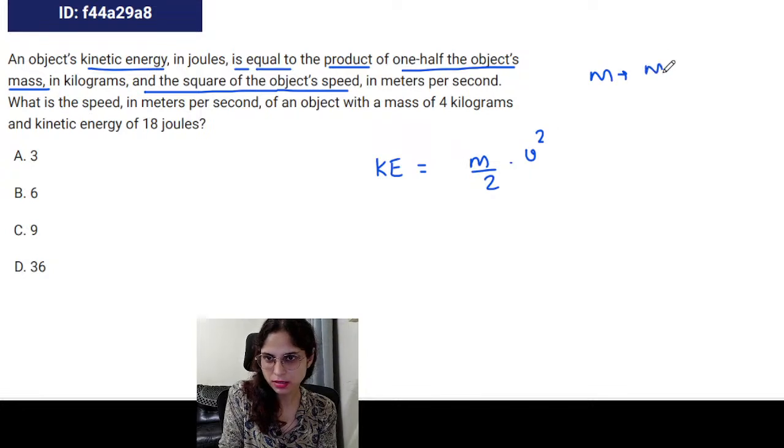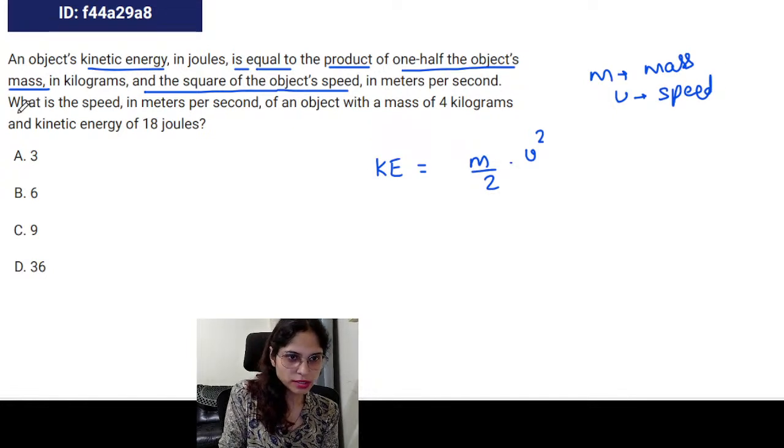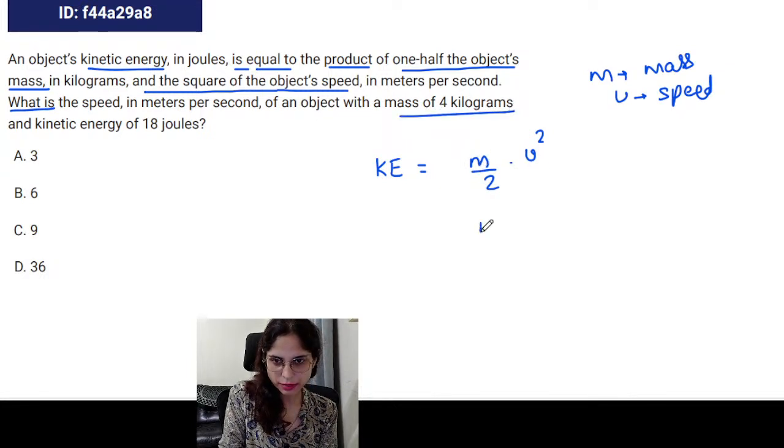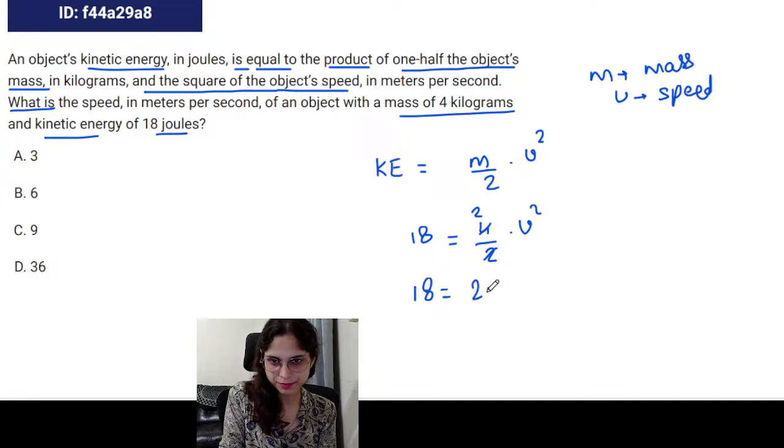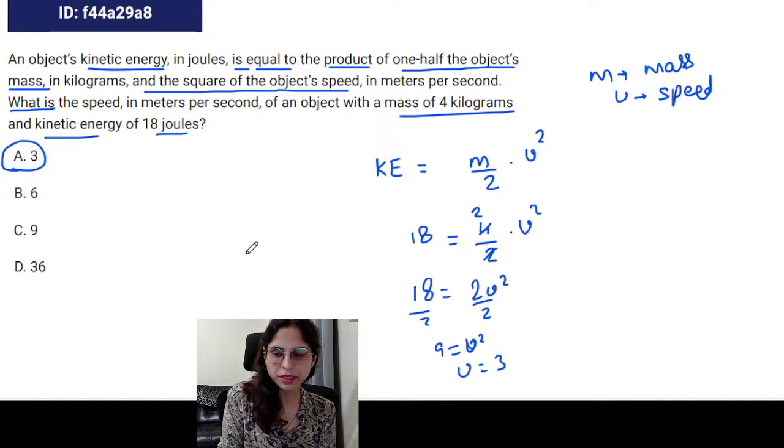And I'm taking m as mass, v I'm taking as speed. Now what is the speed? They do not tell what v is, with a mass of 4 kilograms. So in place of m I write 4. Kinetic energy of 18 joules. So in place of kinetic energy I write 18. So 18 equals 2v squared. Divide by 2. 9 equals v squared. v is going to be 3. 3 meters per second is the answer.